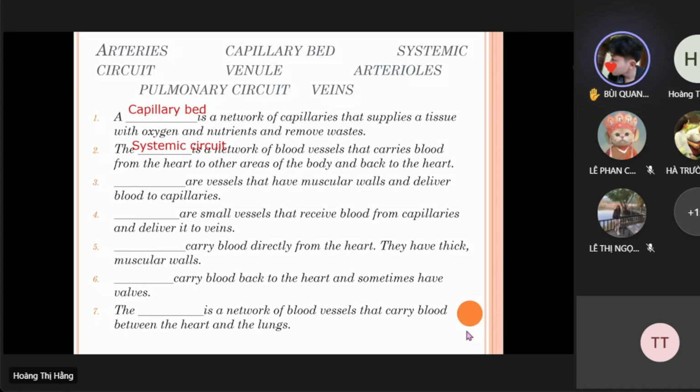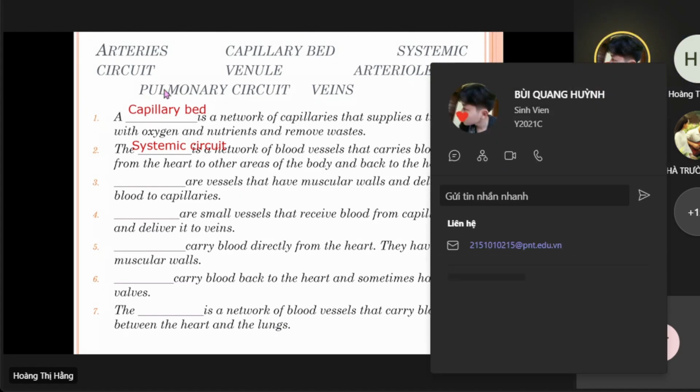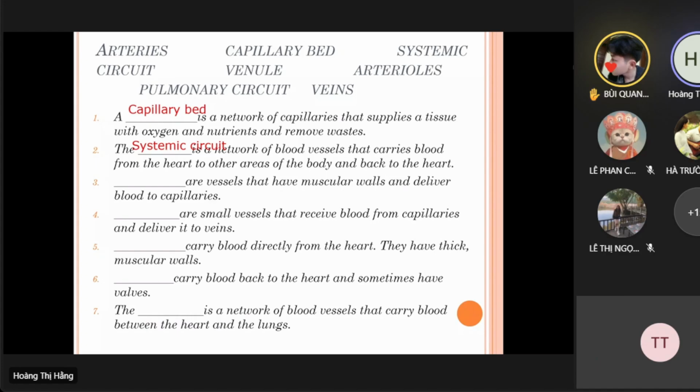Dạ, cô nói lại được không ạ? What kind of vessels do arterioles receive blood from? Arterioles receive blood from? Arteries.